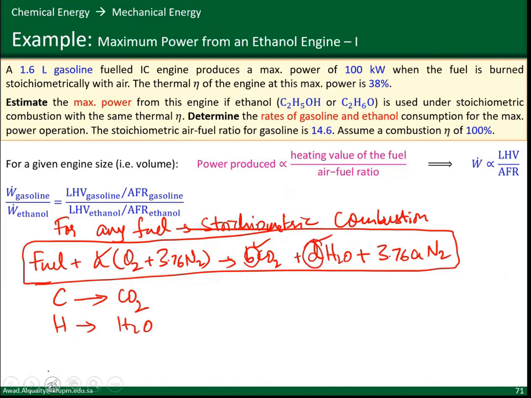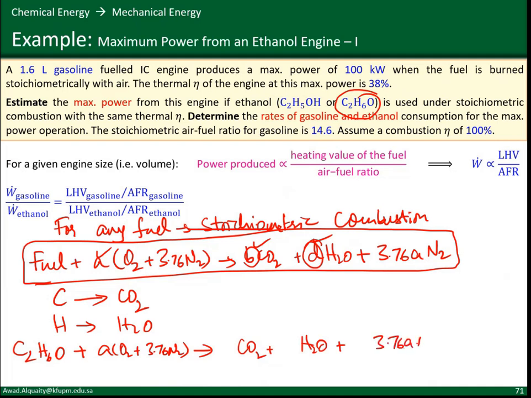Now let's apply this for the fuel that we are looking at. The fuel that we have here is ethanol, C2H6O or C2H5OH. So let's write C2H6O plus some amount of air should give us some amount of CO2 plus some amount of H2O plus 3.76 A times N2. We don't really care about nitrogen for now because our main target is to get the value of A.